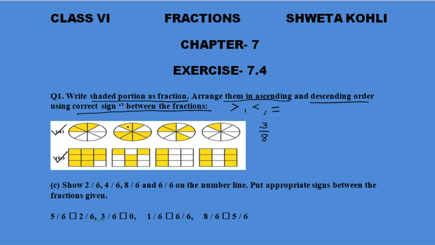Next fraction: how many parts are filled? 1, 2, 3, 4, 5, 6. 6 parts are filled and total parts are 8. Then 1, 2, 3, 4. 4 parts are filled and total parts are 8. Then one part is filled in the last figure, so 1 by 8. Right? So these are the fractions. Just see, these fractions have the same denominator. Here it is 8, here it is 8, here it is 8, here it is 8.